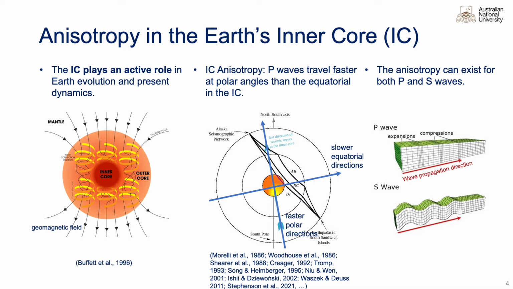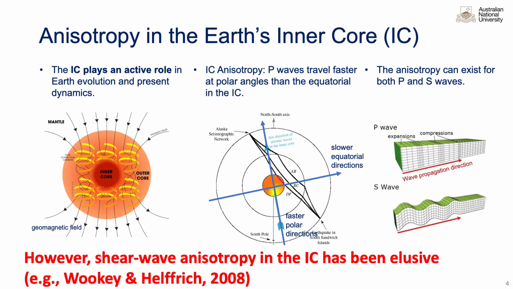The inner core anisotropy. Many studies have found that when a seismic wave penetrates the inner core, it will travel faster in directions nearly parallel to the Earth's rotation axis than in other directions. But this is only observed for compressional waves, or P waves, represented here. So any of us can ask, how about shear waves? Can we observe shear wave anisotropy inside the inner core?